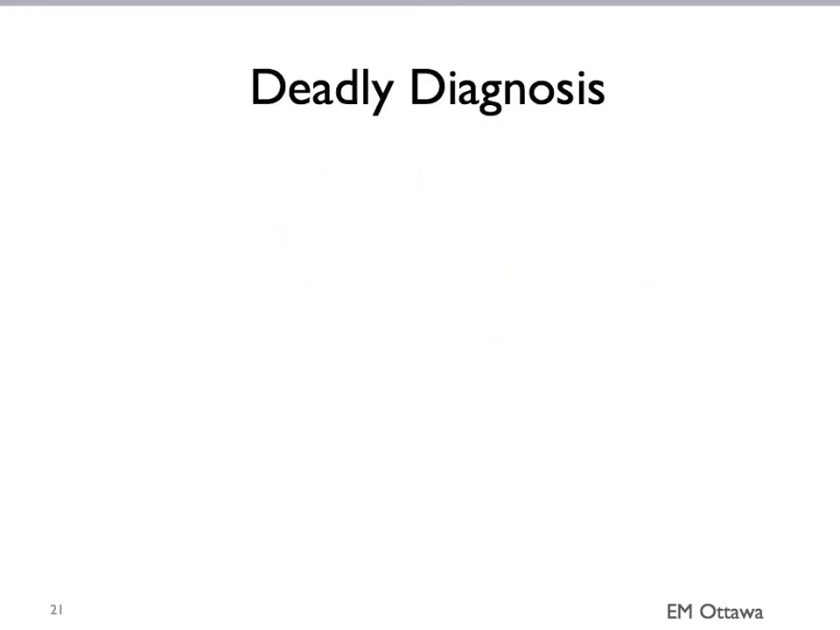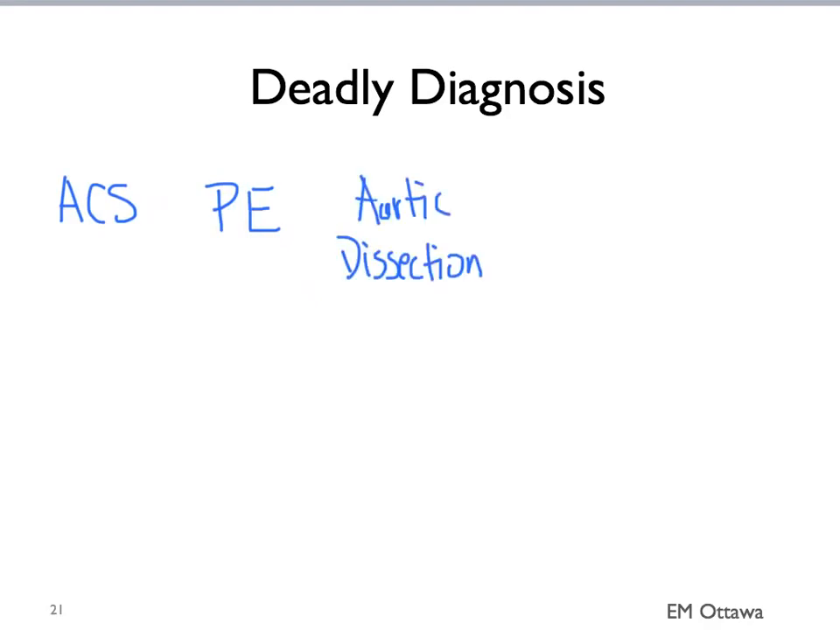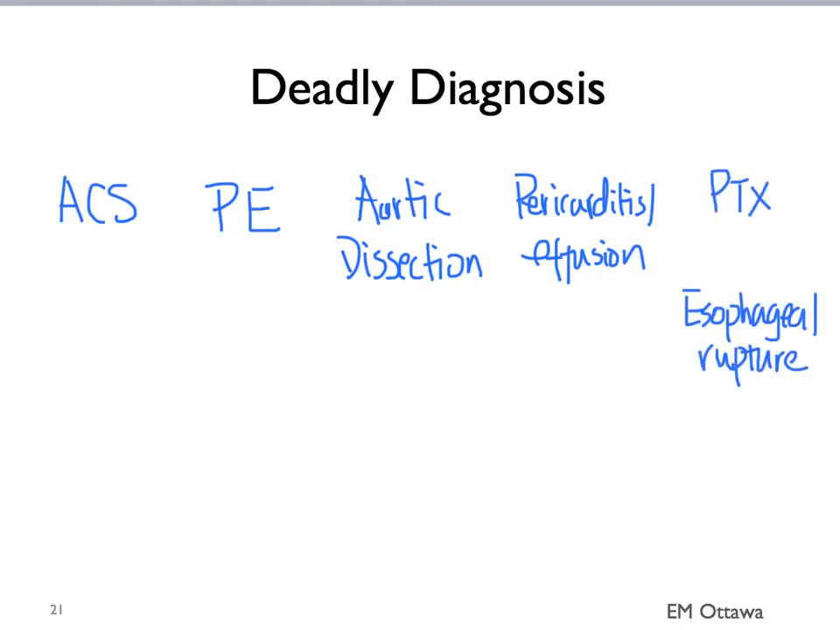In summary, we talk about the 6 deadly diagnoses in patients with chest pain in the emergency department. Remember that we need to first rule these out before we can go further. They include ACS, PE, aortic dissection, pericarditis and pericardial effusion, pneumothorax, and esophageal rupture. Please refer to the specific topic for a more detailed description.